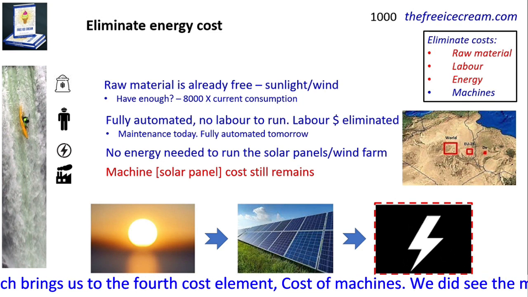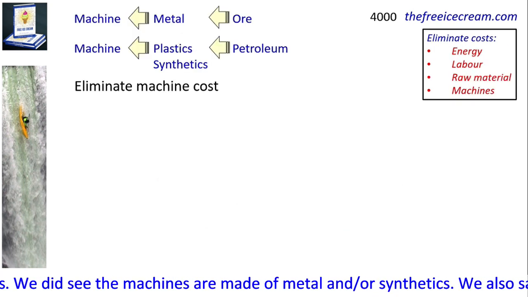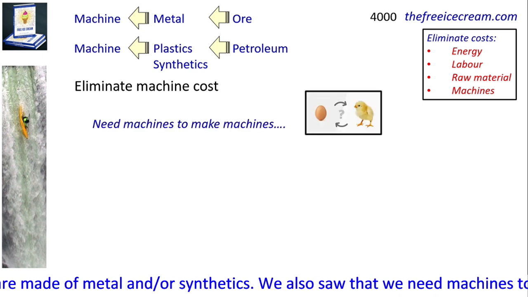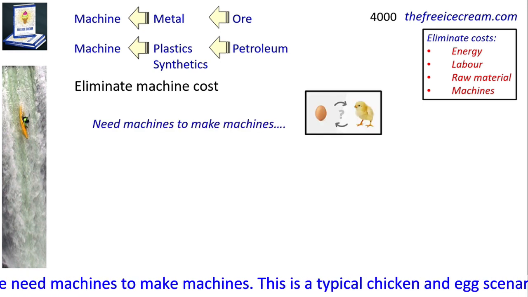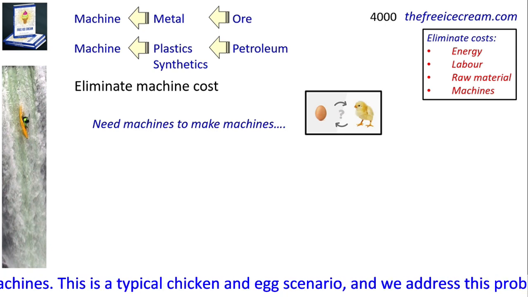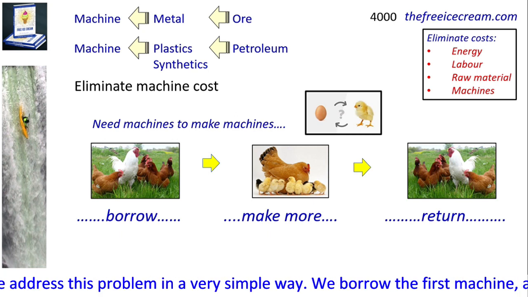Which brings us to the fourth cost element, cost of machines. We did see the machines are made up of metal and or synthetics. We also saw that we need machines to make machines. Now this is a typical chicken and egg scenario, and we address this problem in a very simple way.